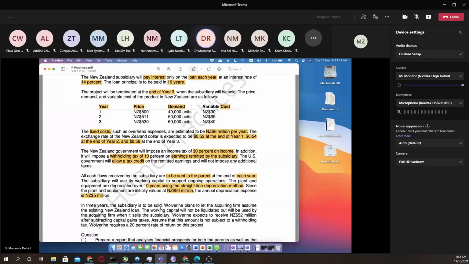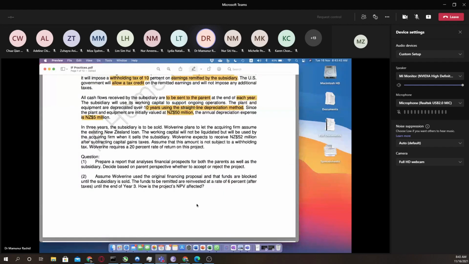In 3 years, the subsidiary is to be sold. Wolverine plans to let the acquiring firm assume the existing New Zealand loan. So the New Zealand loan, remember the loan is taken for 10 years. Only 3 years will be paid by the subsidiary. The remaining loan will be taken over by the new company that is purchasing the company.